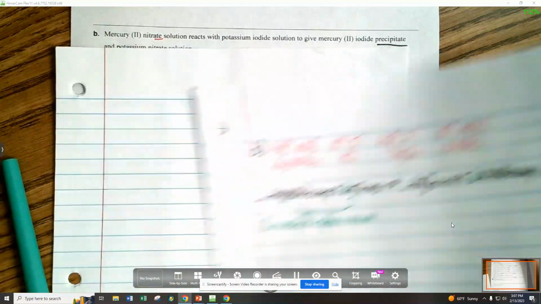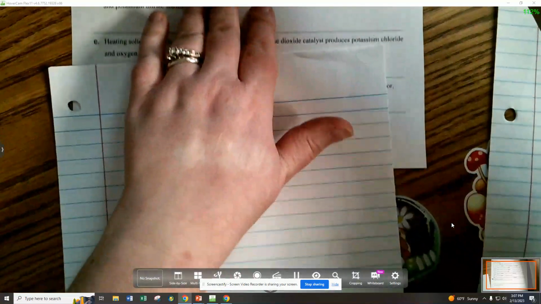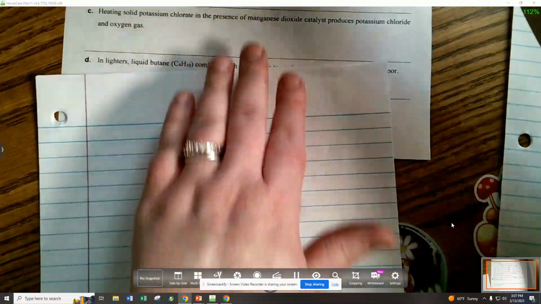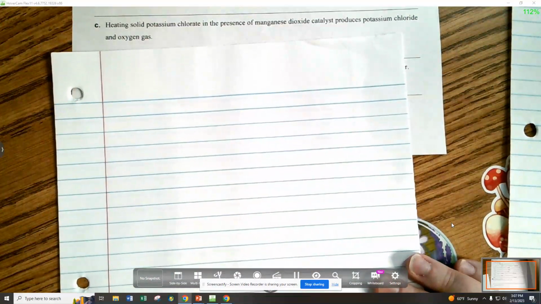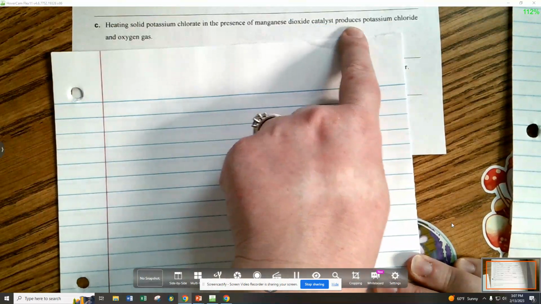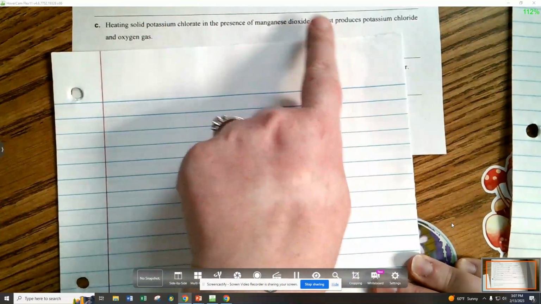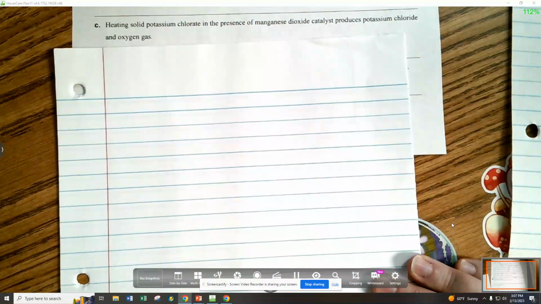Looking at example C then, we're going to change things up. So again, I'm going to move my camera, so give me just 1 second. Okay. It says heating solid potassium chlorate. Notice that ending. And it tells us in the presence of manganese dioxide catalyst. So everything here tells me A, I have a catalyst and I only have one reactant, this potassium chlorate.